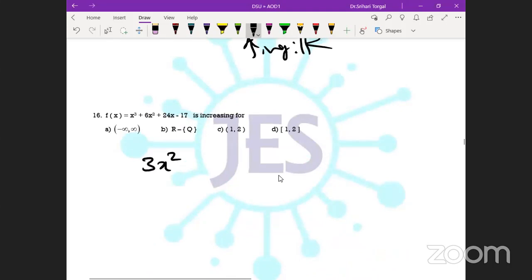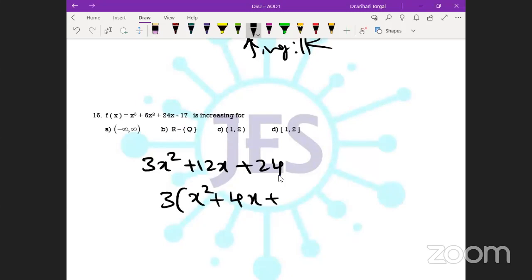3x square plus 12x plus 24. See here. If you can factorize it, then it is okay. X square plus 4x plus 8. I think here also it is not possible, right? You cannot factorize this. So minus infinity to plus infinity is the right answer.